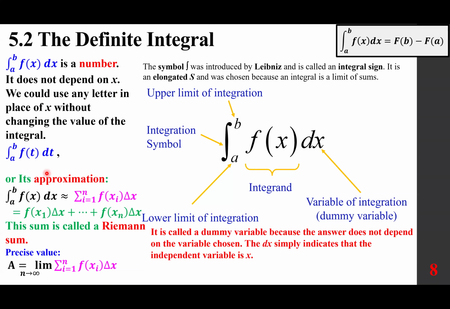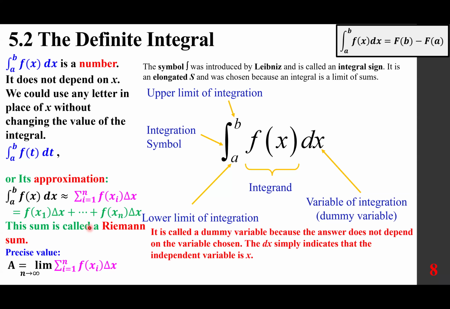Or its approximation, the integral from a to b of f of x dx, is almost the summation of i going from 1 to n of f of x sub i delta x, meaning f of x sub 1 times delta x plus f of x sub 2 times delta x, all the way to the last one, f of x sub n times delta x. This sum is called a Riemann sum.